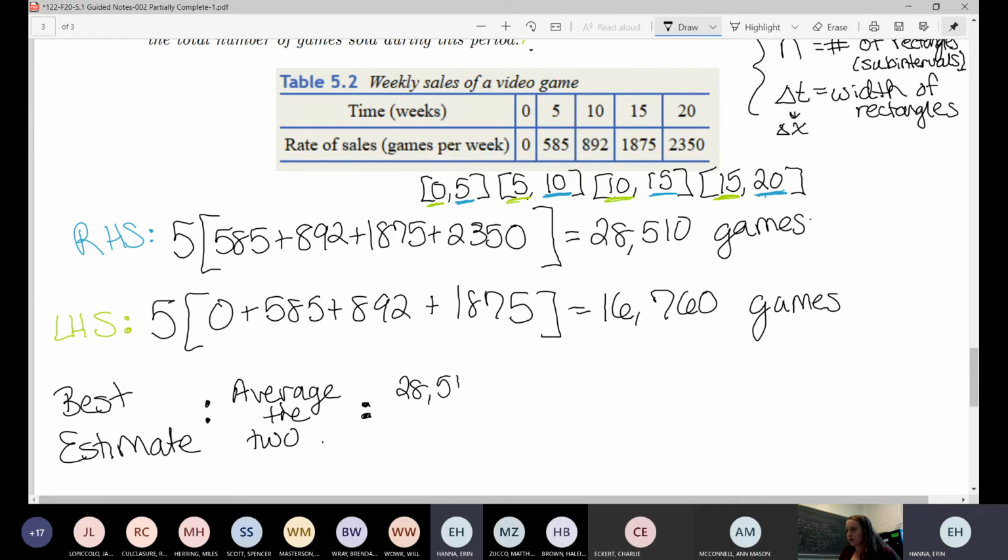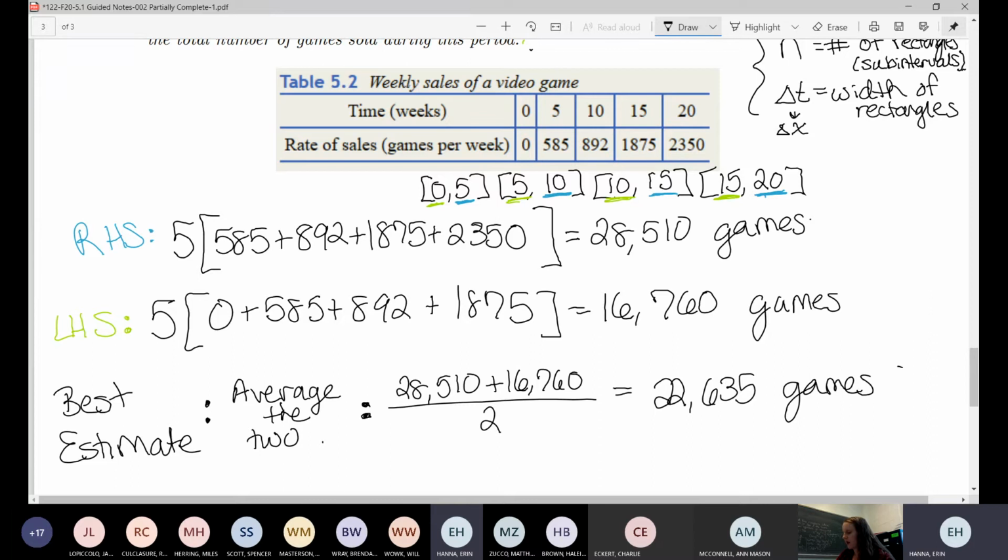So if we take those two sided sums, if you will, and we average the two, so add them both together, divide by 2, you get 22,635 games. And this would be the best estimate we can do with the information we're given. We find the right and the left and then average the two.